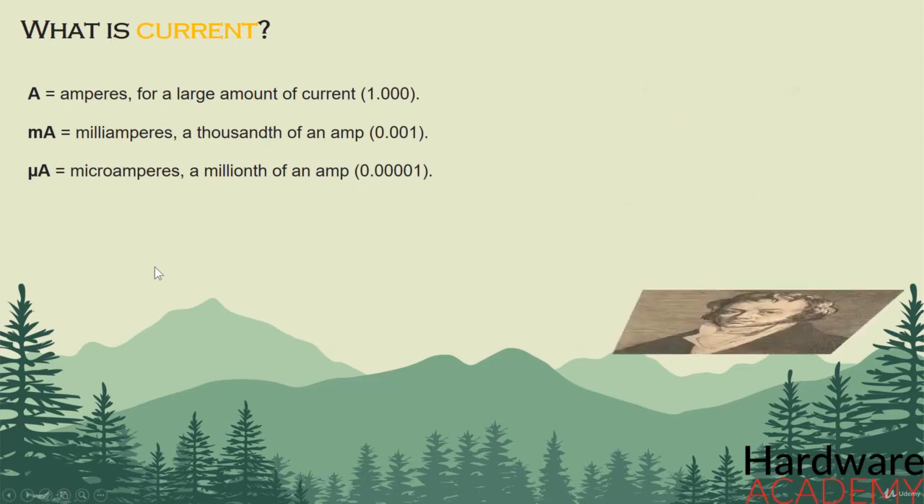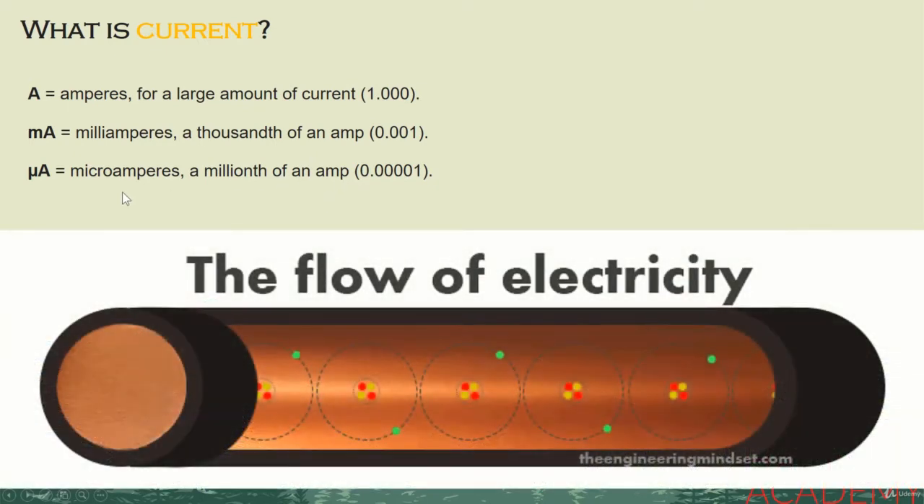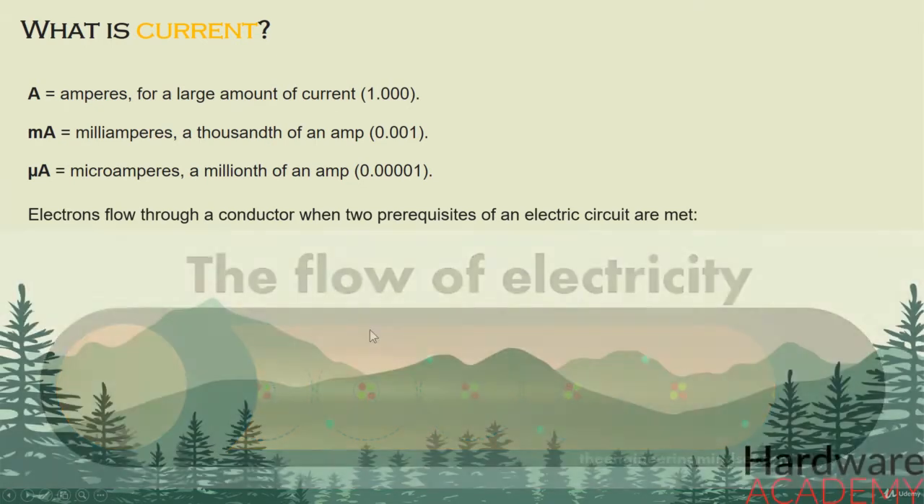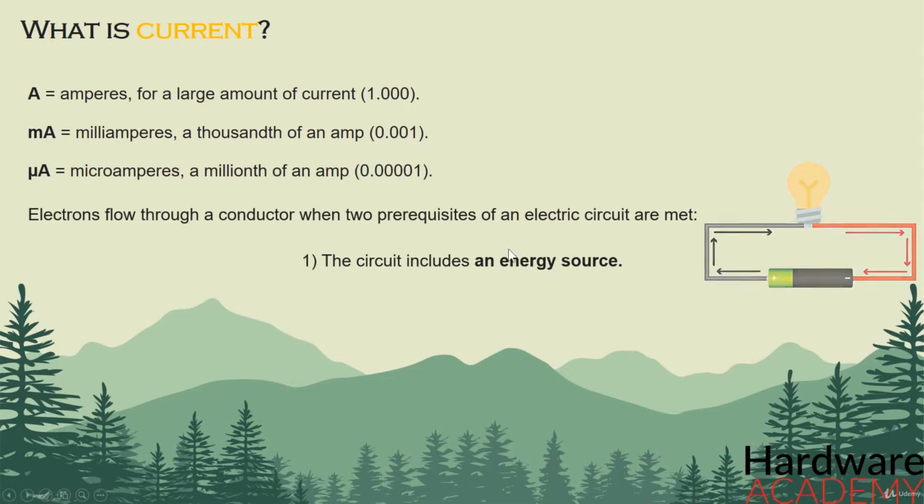What you have to know is that electrons flow through a conductor, typically a metal wire, usually copper, when two prerequisites of an electric circuit are met. The first one is that the circuit includes an energy source, like a battery for instance, that produces voltage. Without voltage, electrons move randomly and fairly evenly within a wire and current cannot flow. So voltage creates pressure that drives electrons in a single direction.